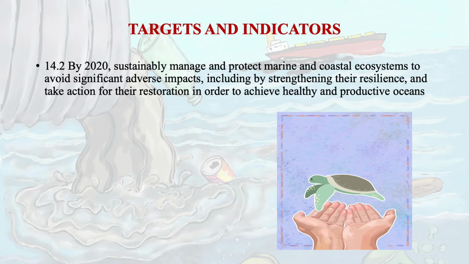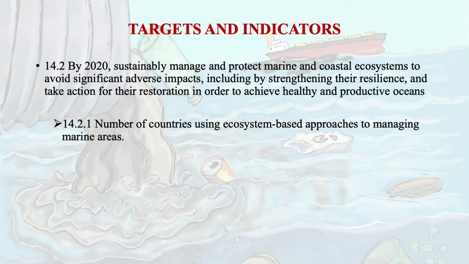Target number 2 has a basic deadline of 2020, but we have already crossed 2020. It is to sustainably manage and protect marine and coastal ecosystems to avoid significant adverse impacts, including by strengthening their resilience and taking action for restoration in order to achieve healthy and productive oceans. So it talks about strengthening the resilience capacity of the ocean ecosystem, right?